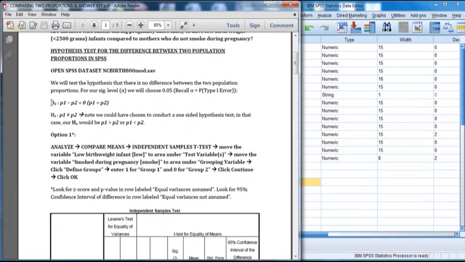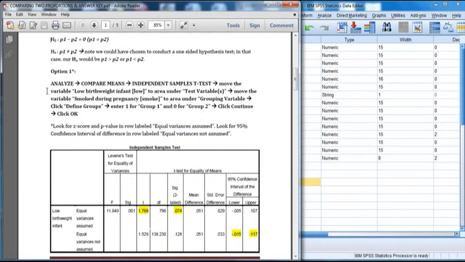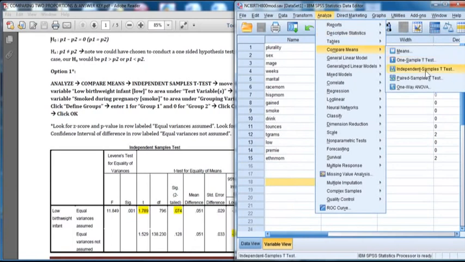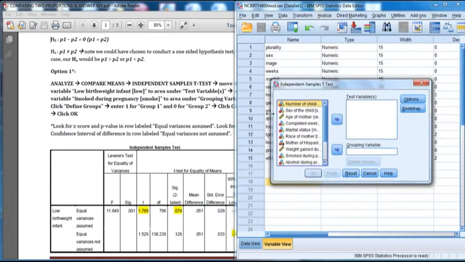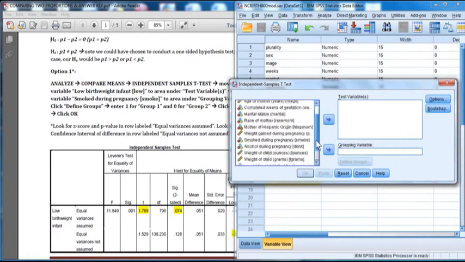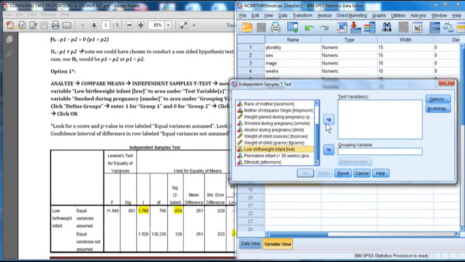First thing we'll be doing here is stating our null and alternative, and we'll be setting our significance level at 0.05. In SPSS, we're going to go to Analyze, Compare Means, Independent Samples t-test. Our test variable, which is our response variable, or our outcome, or our dependent variable, is low birth weight infant. Now the two groups which we'll be comparing are mothers who smoked to those who did not smoke. So our variable here, smoke during pregnancy, we're going to move under grouping variable.